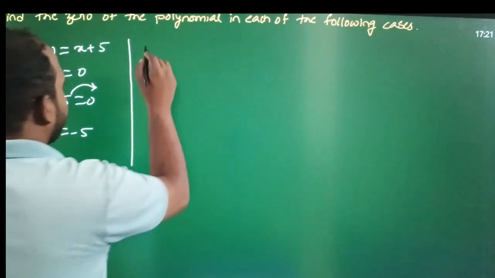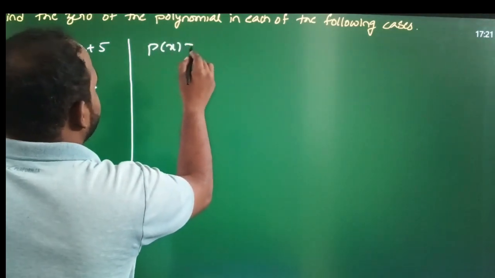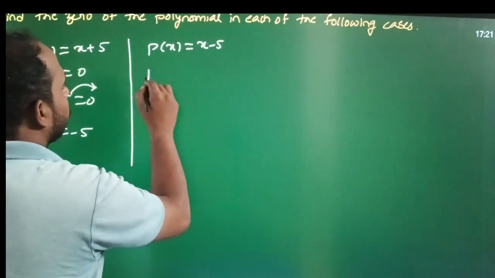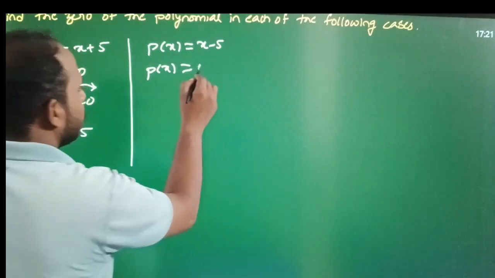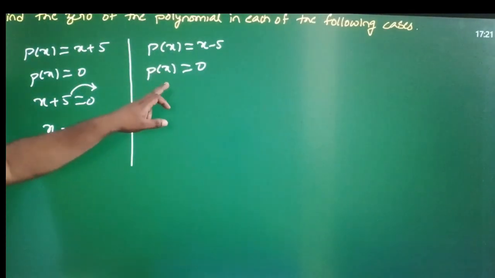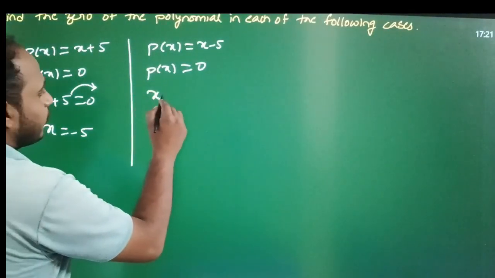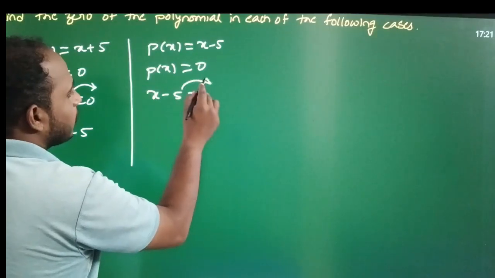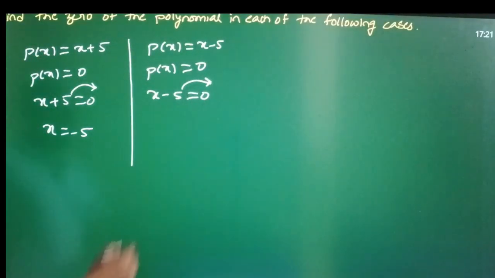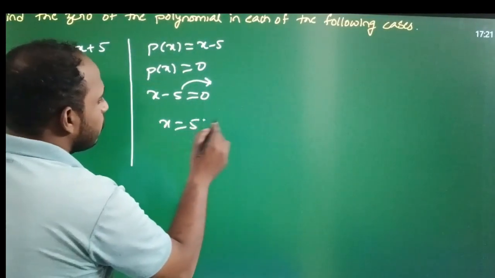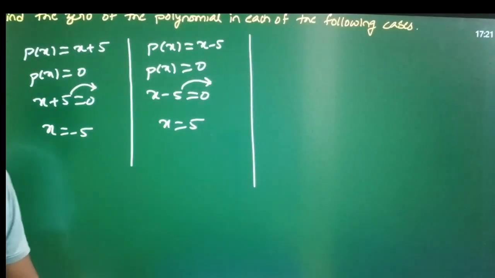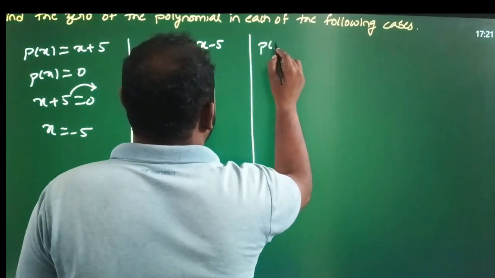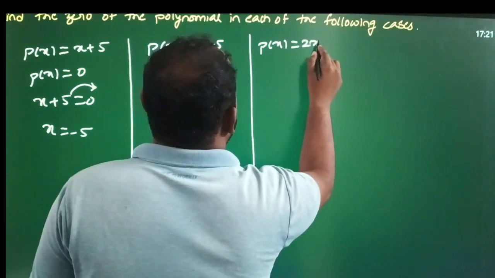Next one, p of x equals x minus 5. Now we equate p of x equals 0. Therefore, x minus 5 equals 0. Now minus 5 is transferred to this side. Therefore, x equals plus 5. Next one, p of x equals 2x plus 5.